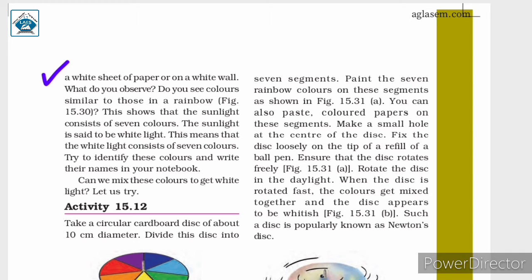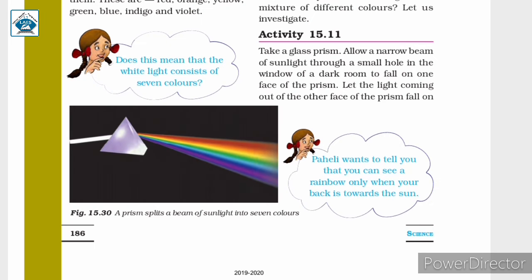Do you see colors similar to those in a rainbow? This shows that sunlight consists of 7 colors. The sunlight is said to be white light. This means that the white light consists of 7 colors. Try to identify these colors and write their names in your notebook. For performing this activity, you require a prism and a screen that is made of paper.